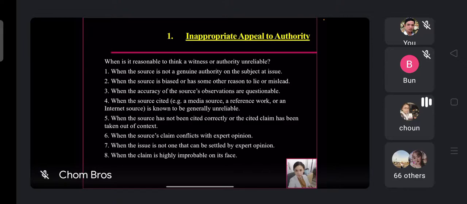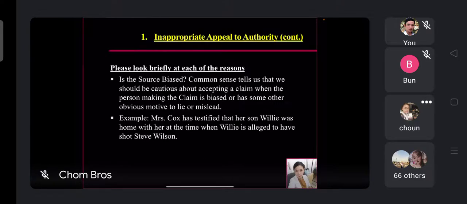Okay, so move to the next slide. Please look at the brief of each reason. The source is biased. The commentary tells us that we should be conscious about accepting a claim when the person making the claim is biased or has some other observed motive.